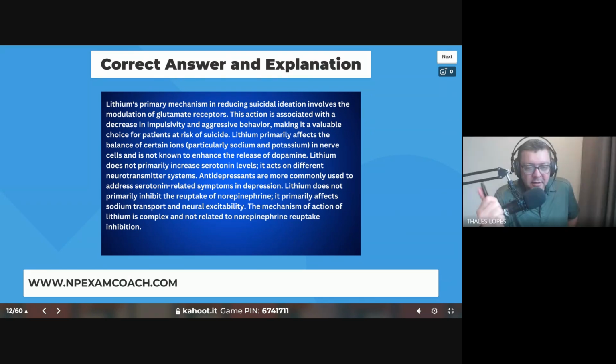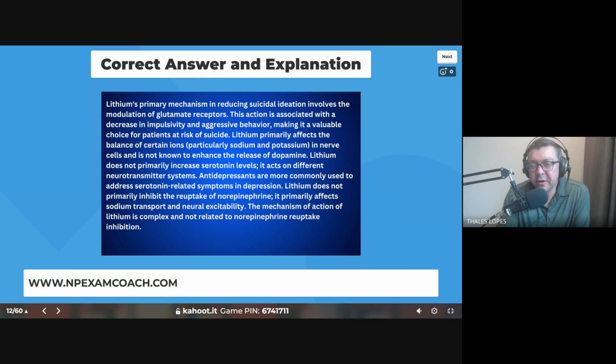Okay. Yeah. So lithium's mechanism of action is really unknown, right? But it reduces suicidal ideations, involved in the modulation of glutamate. So only for those patients with bipolar, right? It is known to, or the book says it does. So the action is associated with a decrease in impulsivity and aggressive behavior, making it a valuable choice for patients at risk of suicide. Okay, all right, moving on to the next question.